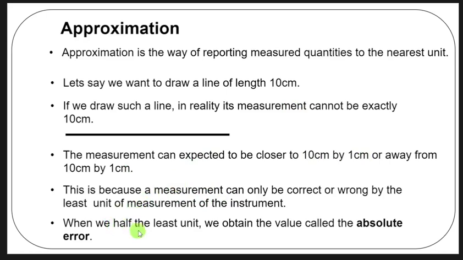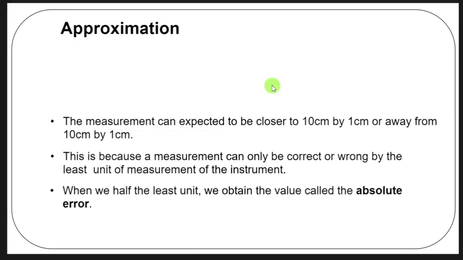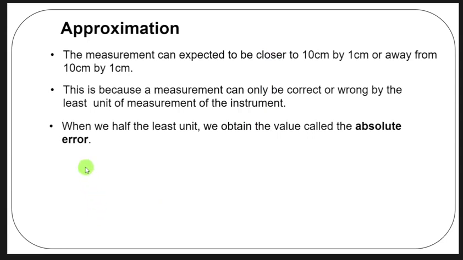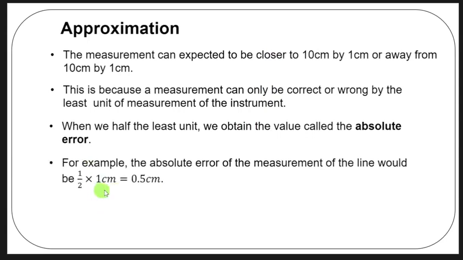And then we are saying if we have the least unit, this 1 centimeter, we obtain the value called the absolute error. So if we get 1, we take 1/2 of it, which will give us 0.5. That value will be the absolute error. So, for example, the absolute error of the measurement of a line should be based on the 1 centimeter, the least unit of that instrument.